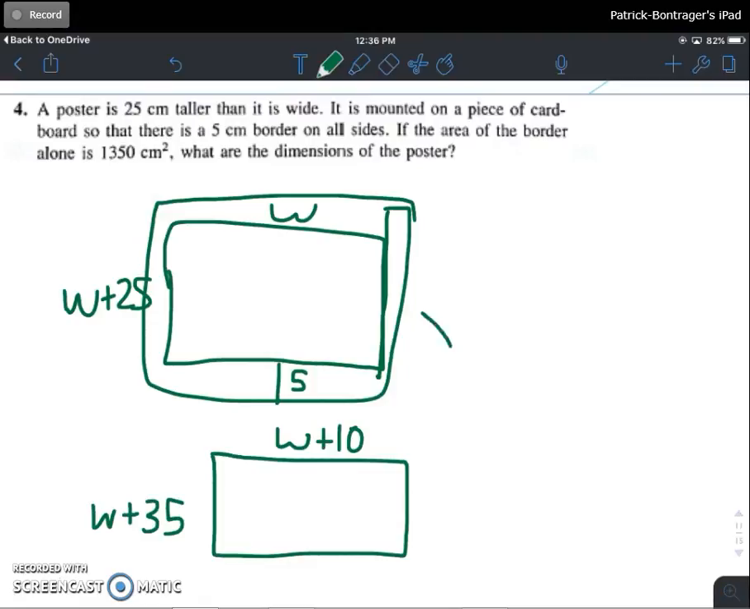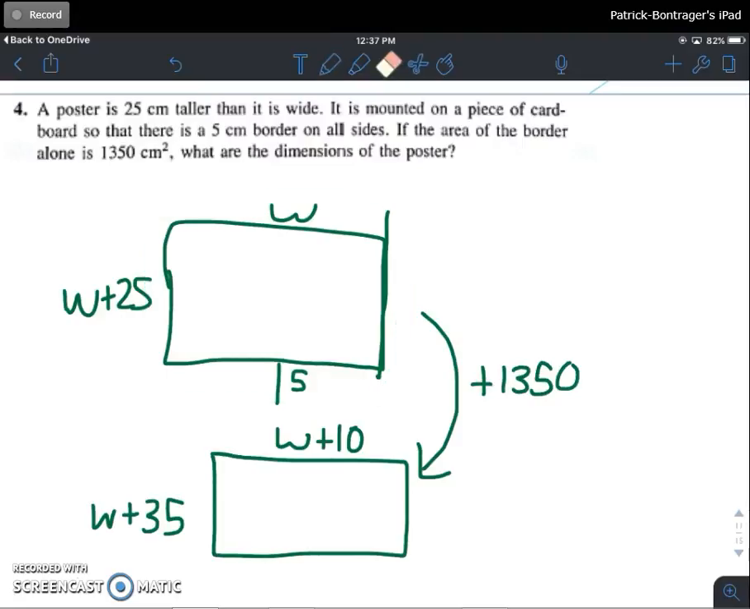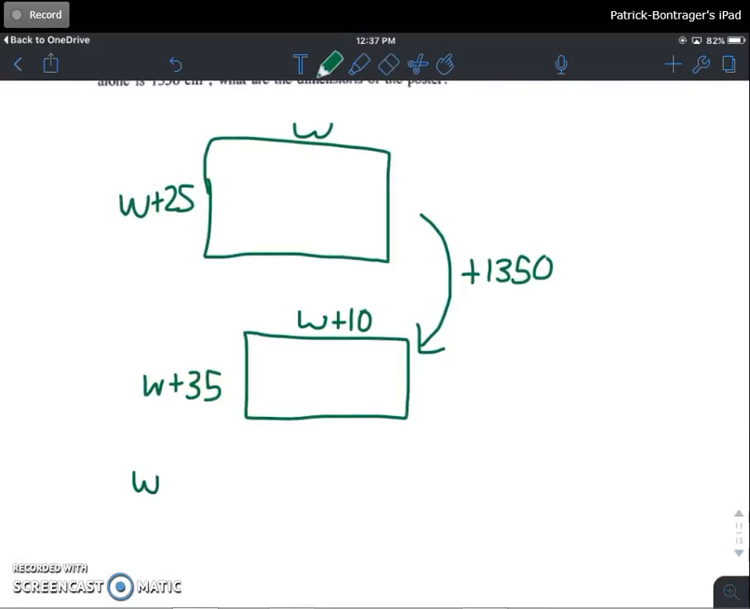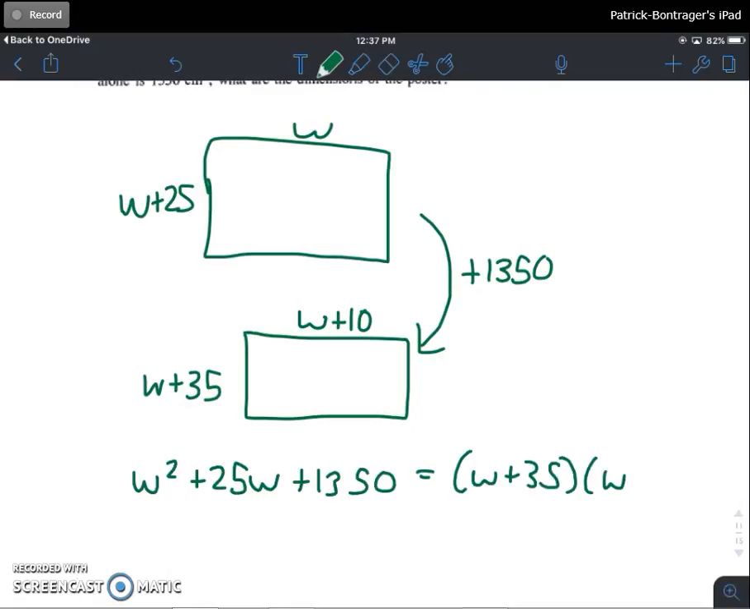So when I went from here to here, I increased the area by 1350. And this was the original, so I'm going to go back to looking like the original. There's my original. Okay. So, same question we just did. Multiply, I get W squared plus 25W. And I'm going to add 1350 to that. Equals W plus 35 times W plus 10. Again, we're going to distribute, FOIL, and work through the process and get our answer.